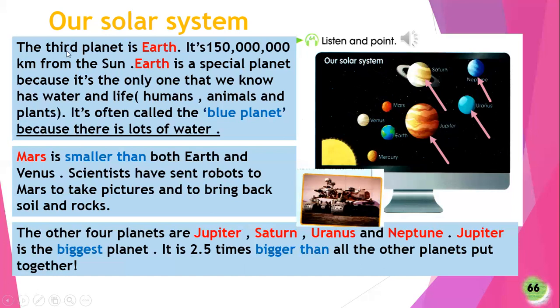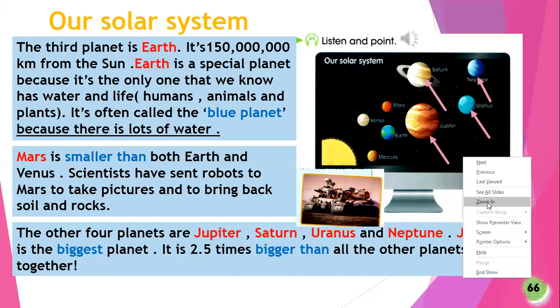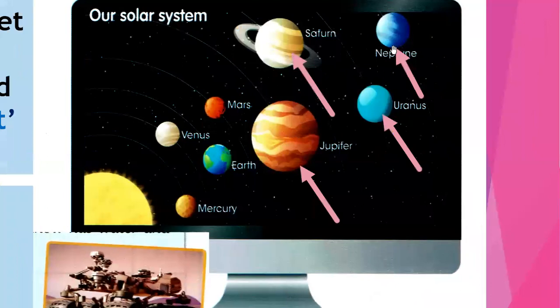Okay, here we have this picture. It's talking about the other 4 planets, بقية الكواكب الأربعة. We have Jupiter, هو كوكب المشتري. It is the biggest planet, هو الكوكب الأكبر في المجموعة الشمسية. It is the biggest one, and it's about 2.5 times bigger than all the other planets put together. Then we have Saturn, هو زحل. Uranus, and finally Neptune.